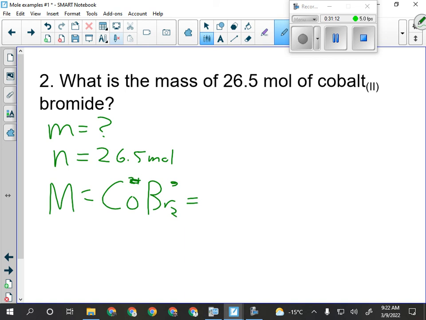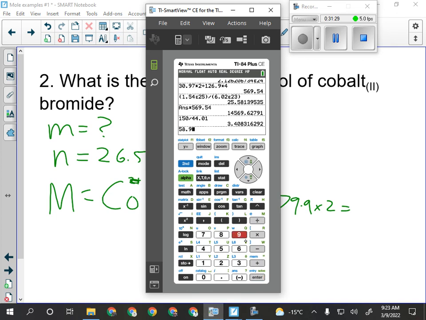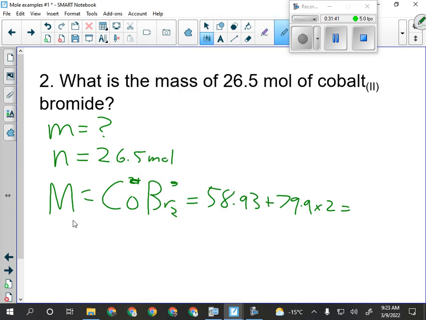I don't remember what the mass of cobalt is. 58.93. Okay, plus 2 bromines, so 79.9 times 2. Okay, 218.73 grams per mole. Okay, so I've got n, I've got big M, and I'm looking for little m.